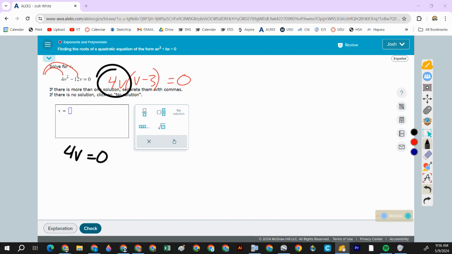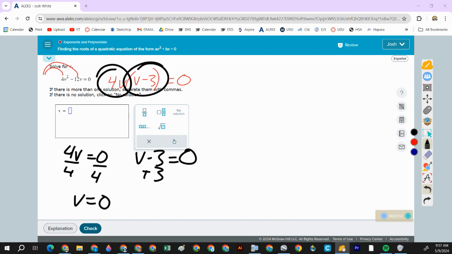4v is equal to 0. And my second factor, v minus 3 is equal to 0. Divide by 4, v equals 0. Add 3, v equals 3.